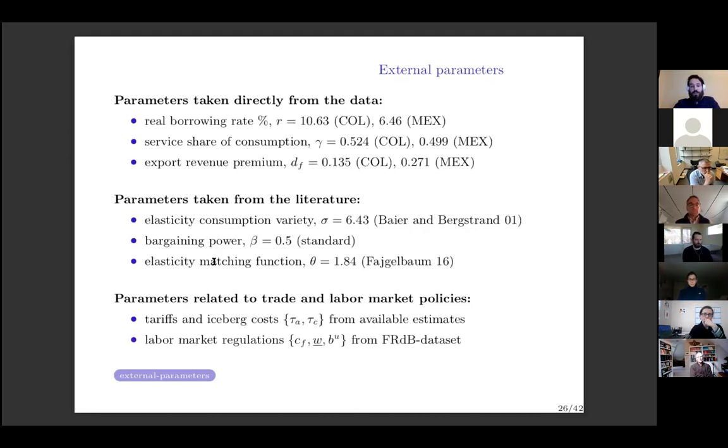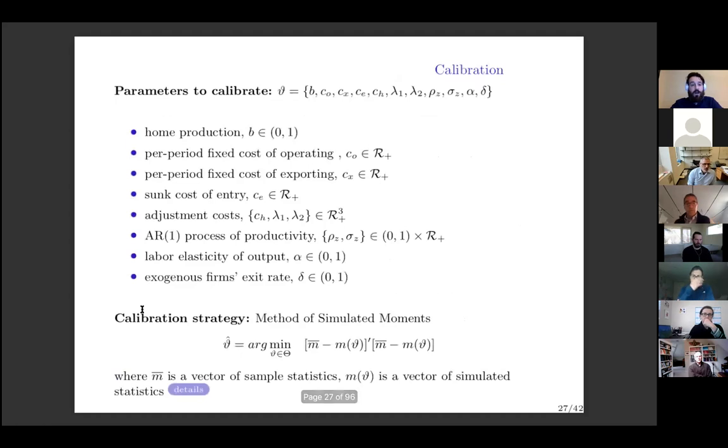Tariffs are observed. Iceberg cost comes from matching the increase in the export revenue premium following the liberalization. And this has to do also with the different nature of the liberalization. To some extent, as you will see later, I will calibrate iceberg costs differently to account for changes in the export revenue premium following the liberalization, driven by differences in the nature of the liberalization implemented in different countries. And the regulations I observe are directly taken from the data.